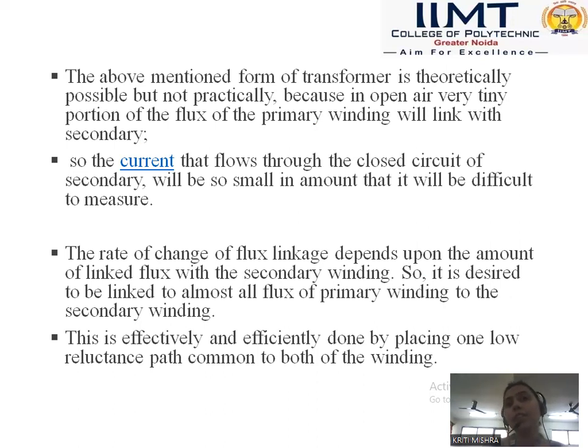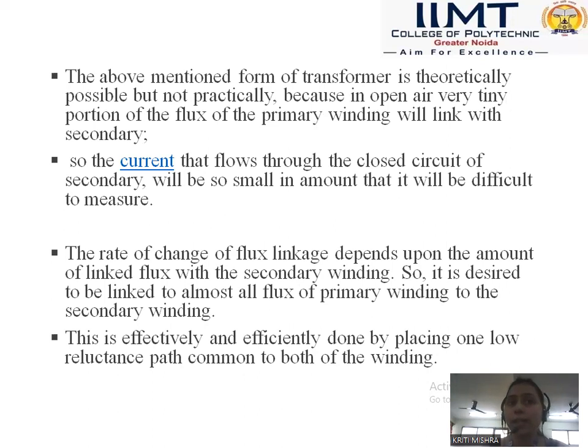This is effectively and efficiently done by placing one low reluctance path common to both the windings. What is reluctance? In the electrical field, resistance provides opposition to the electric current. Likewise, in the magnetic field, we have reluctance. So here we have a low reluctance path which can easily pass the flux from primary to the secondary. So we need an efficient material of low reluctance path common to both the windings.